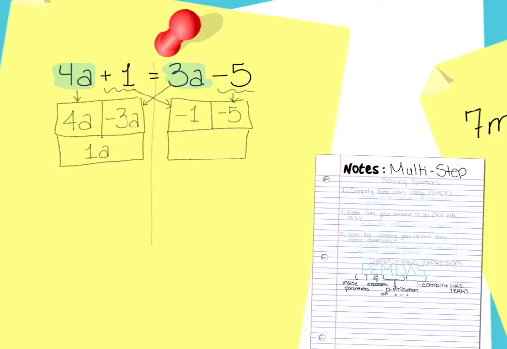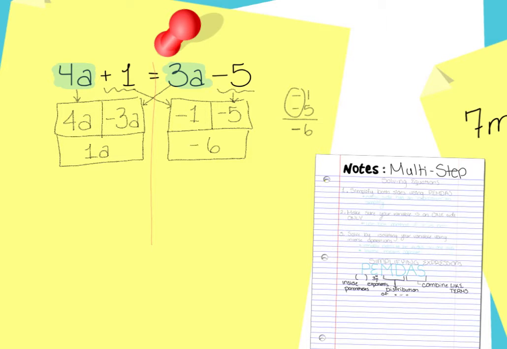On the other side, I have negative 1 minus 5. If you need to write it on the side, you can. Notice that they have the same sign, so you add. 1 plus 5 is 6. Keep the sign of the bigger number, which is negative, regardless of what number it is. So we have 1a equals negative 6.